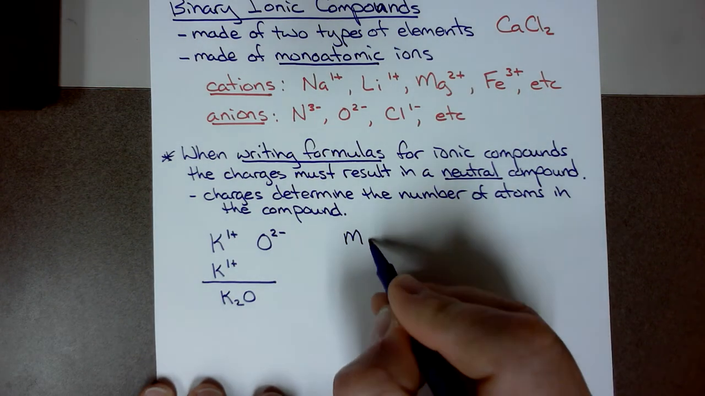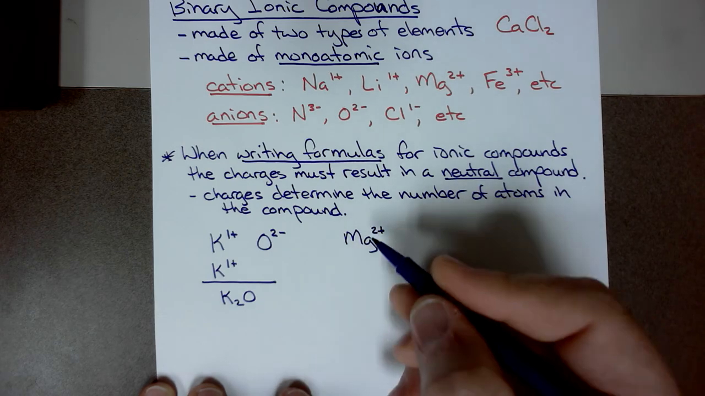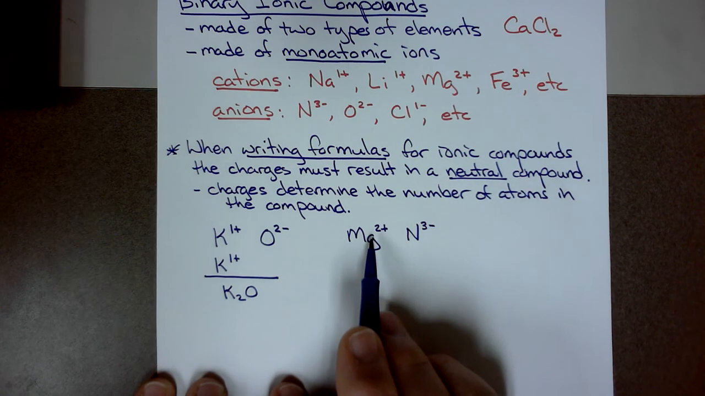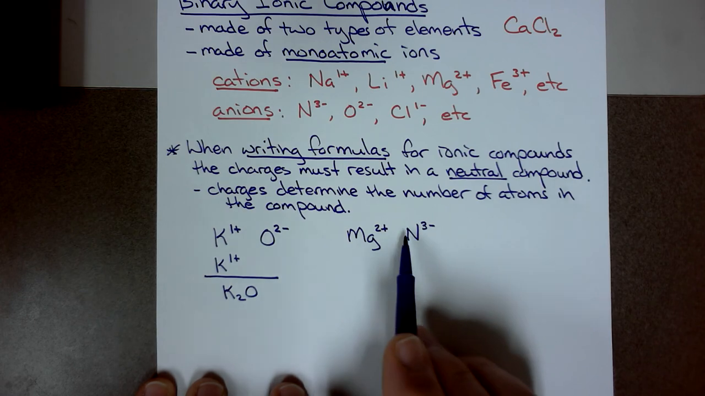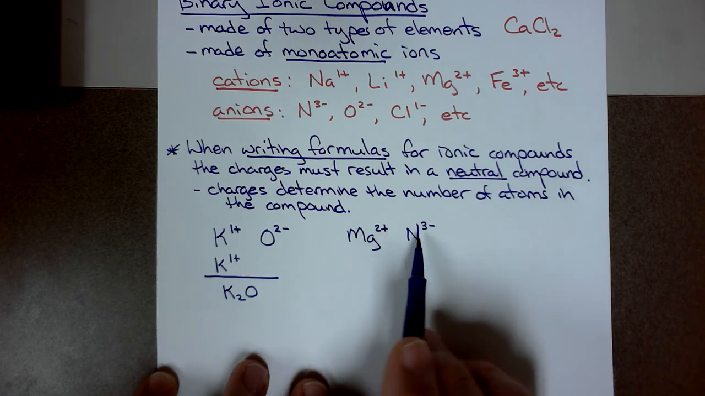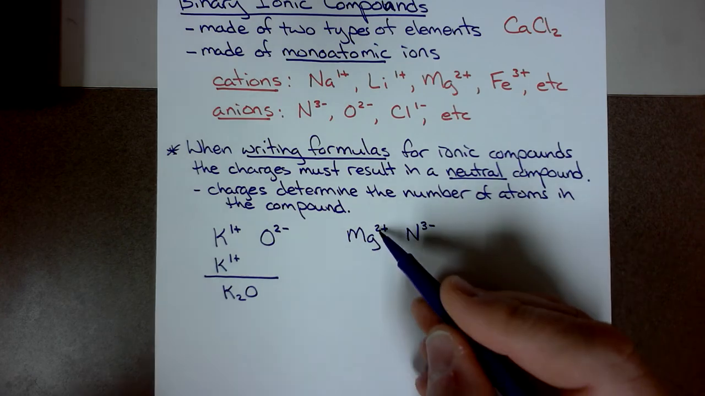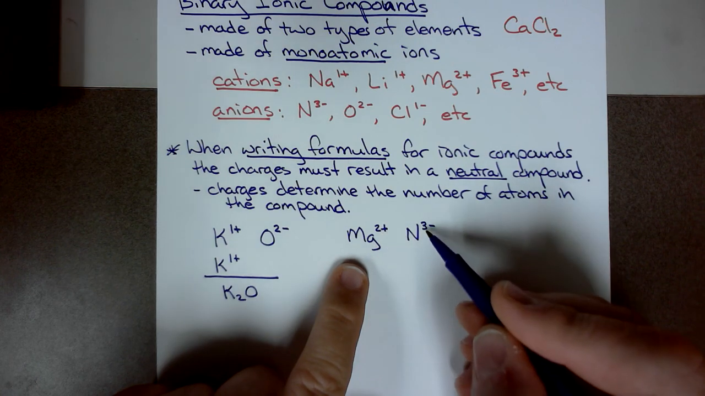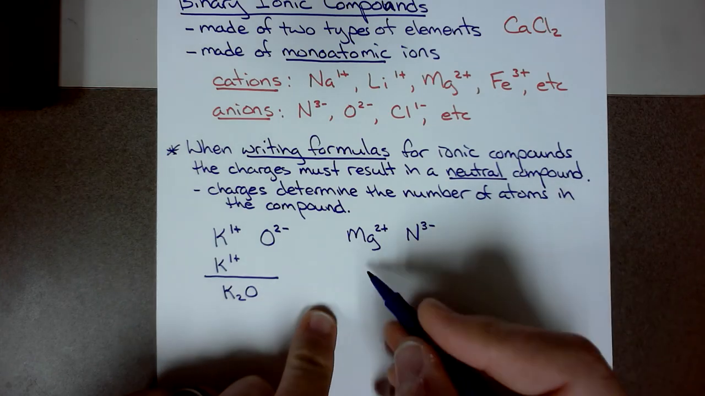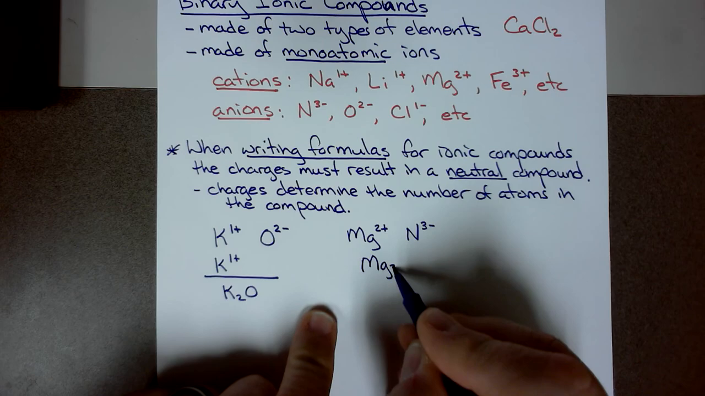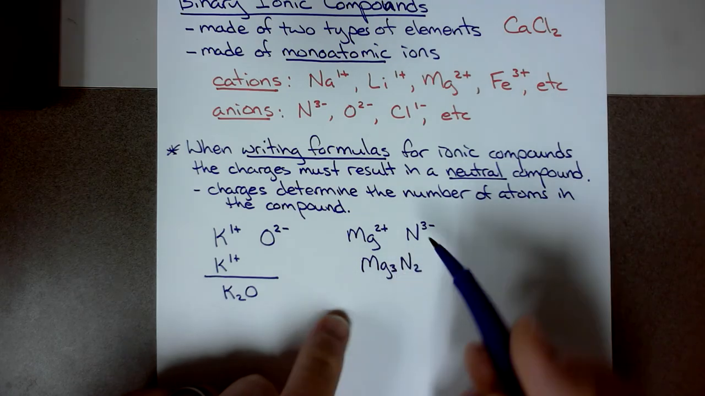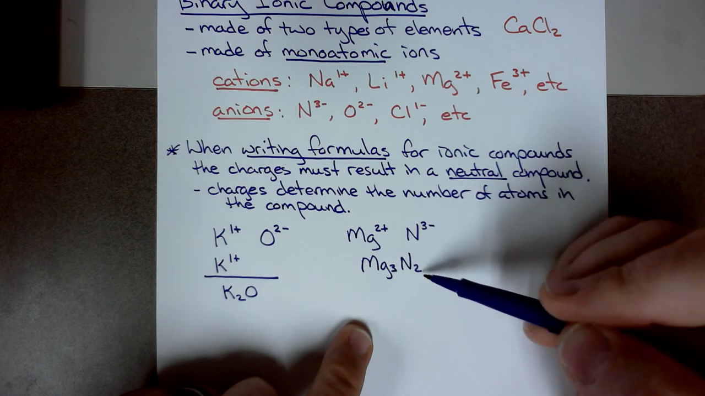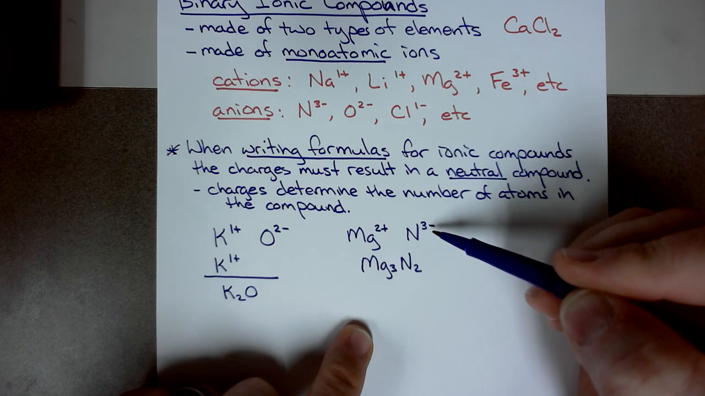So if I take magnesium, which is a 2 plus, and nitrogen, which is a 3 minus, to get a neutral charge, I need a common denominator, and a common denominator between these two would be 6. So in order to get a 6 plus, I need 3 magnesiums, because 3 times 2 plus is 6 plus, and in order to get a 6 minus, I need 2 nitrogens. So I would write it as Mg3N2. And I look at it again, and the reasoning is 3 times 2 plus is a 6 plus. 2 times 3 minus is a 6 minus. So that gives me a 6 plus and a 6 minus.